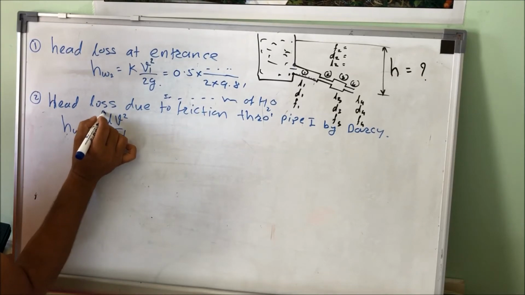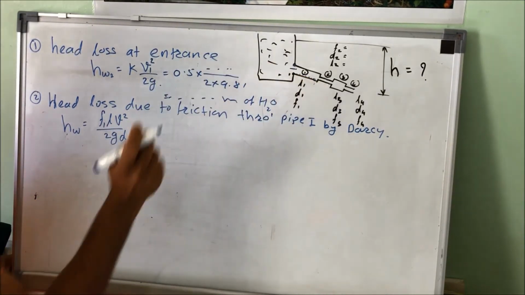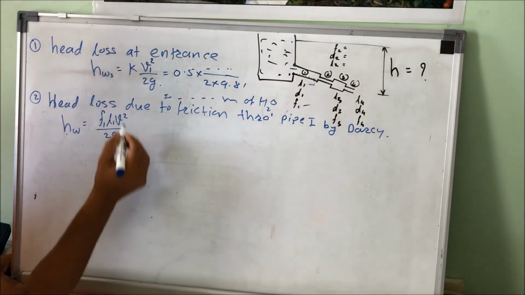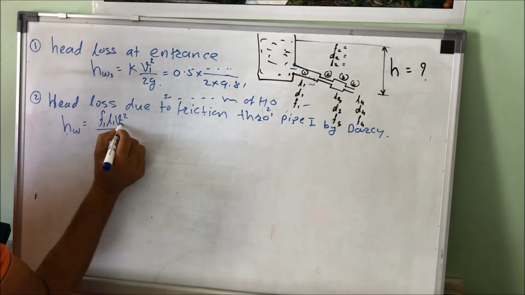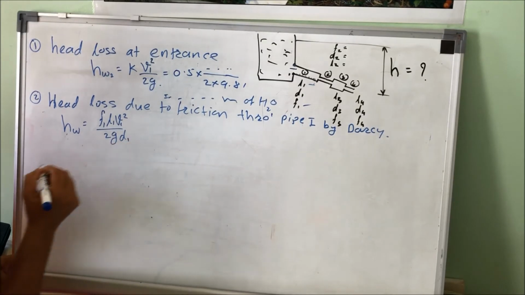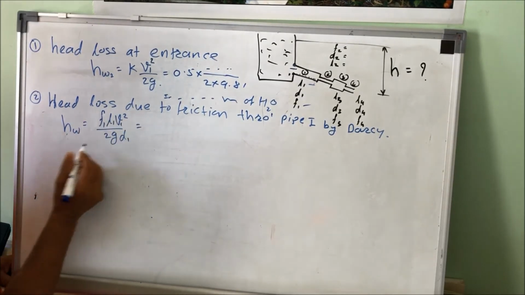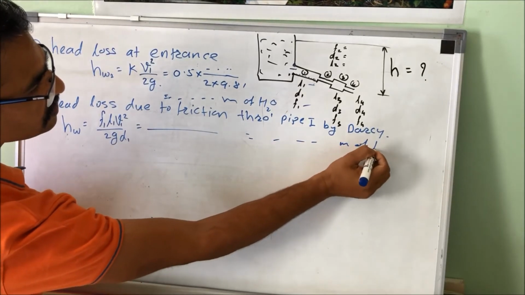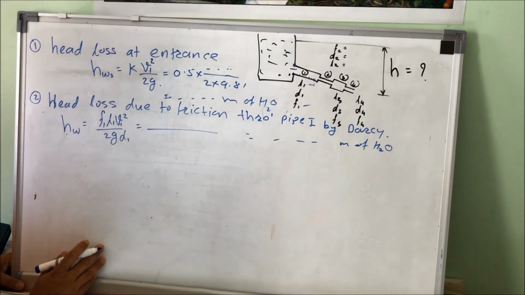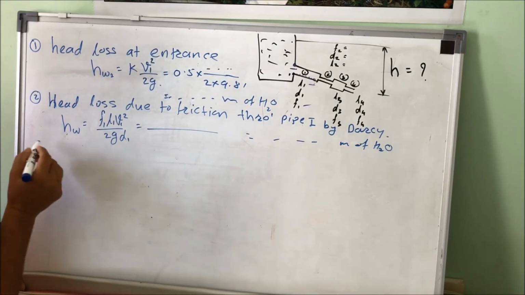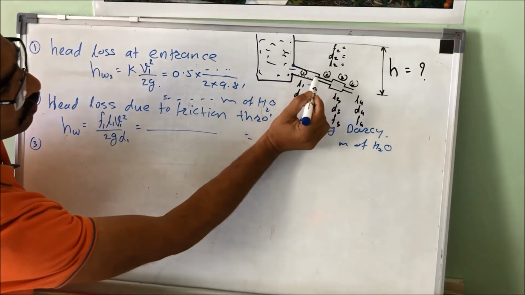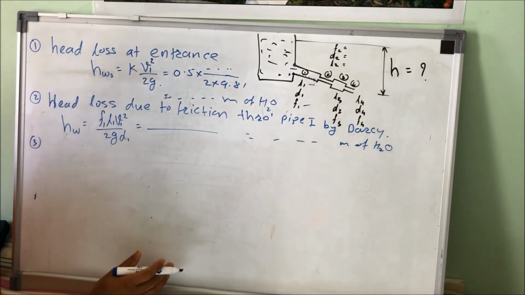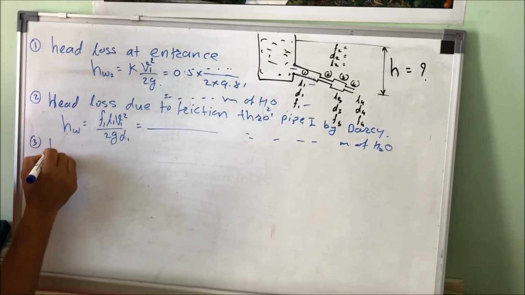So here f1, L1, are given to you. This is pipe 1, velocity 1, and diameter D1. So everything is given. Put the values and write your answer in meters of H2, because water is flowing. Now third. Now water is entering pipe 2, so there is a head loss due to sudden contraction.